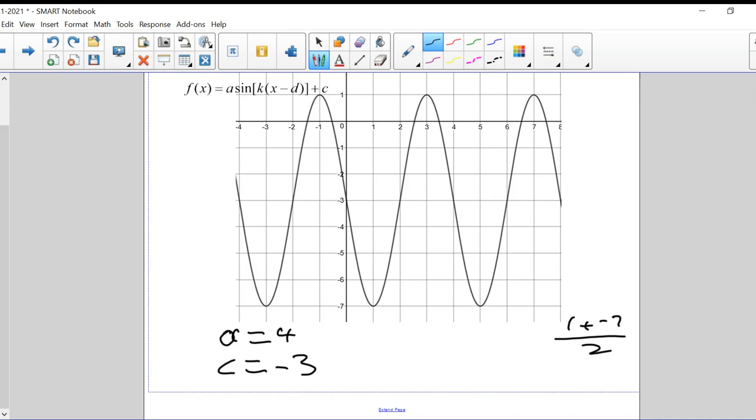Next question is, what is the period of this function? Now, it's not the k. We'll get to the k eventually. But what is the period of the function? Can anybody answer that question? The period of this function.